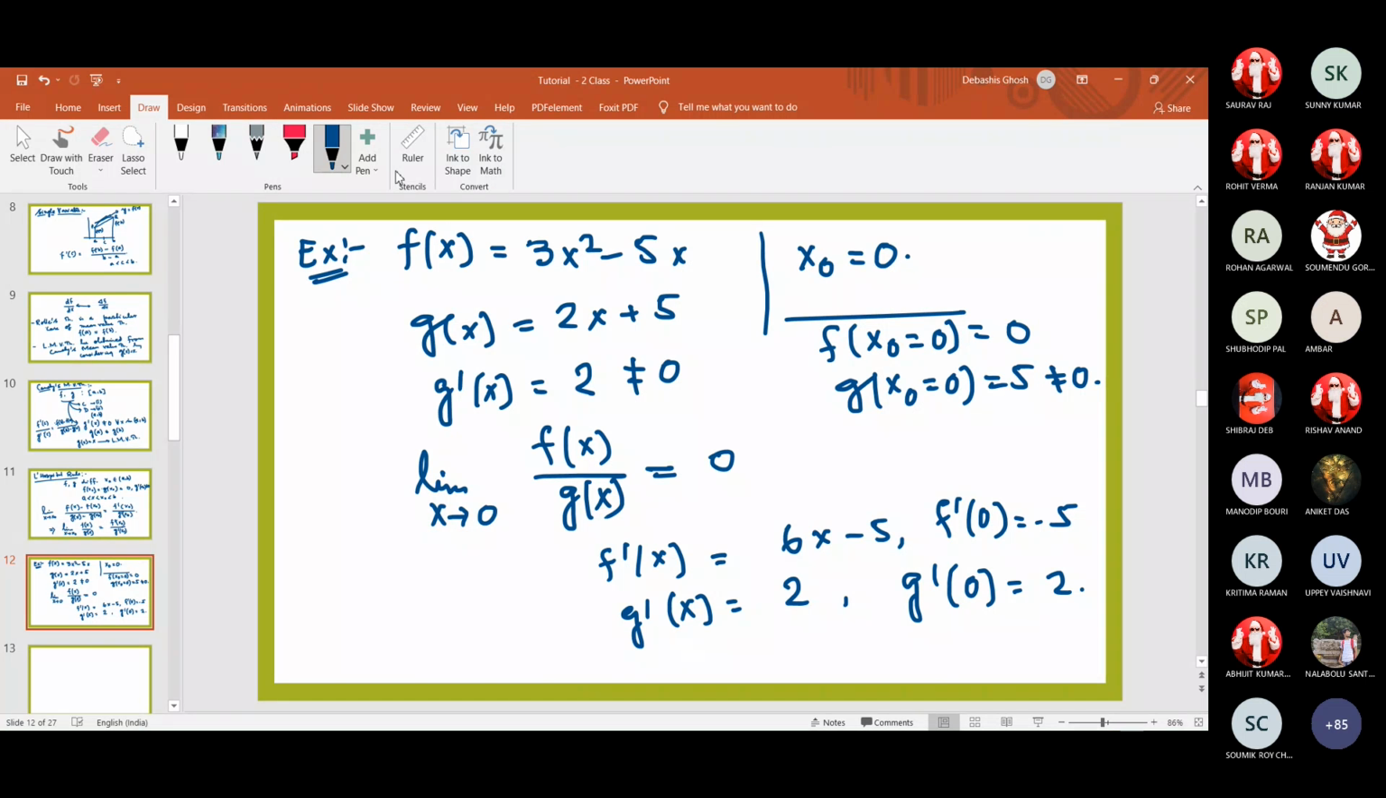Because we are getting that g of x0 is equal to 5, which is not equal to 0. So if one of the conditions that we are considering is not satisfied, it will not give you the L'Hospital's rule. It will not be satisfied.